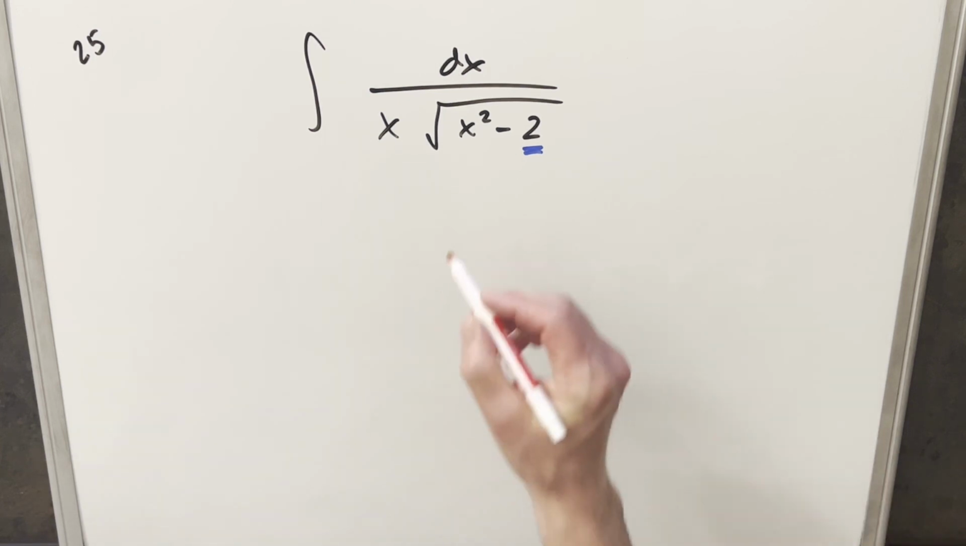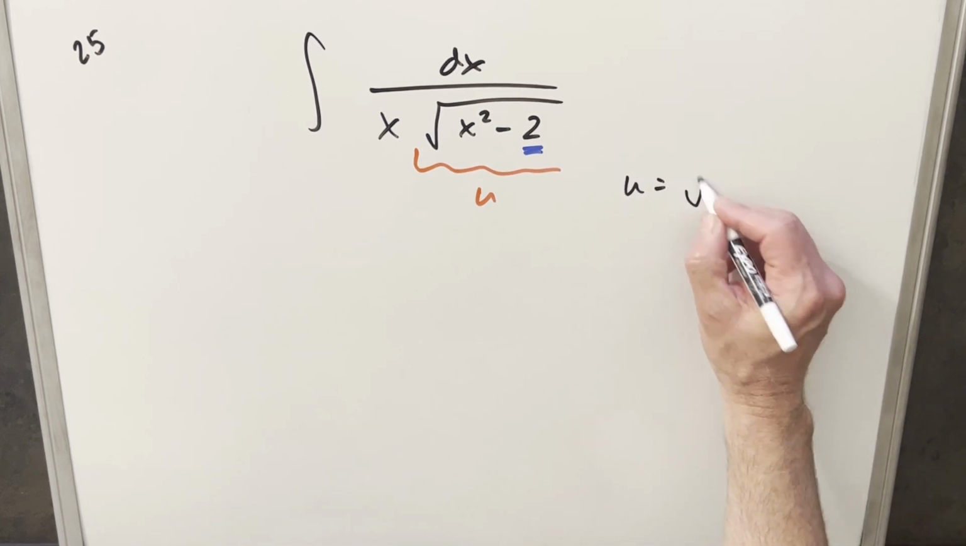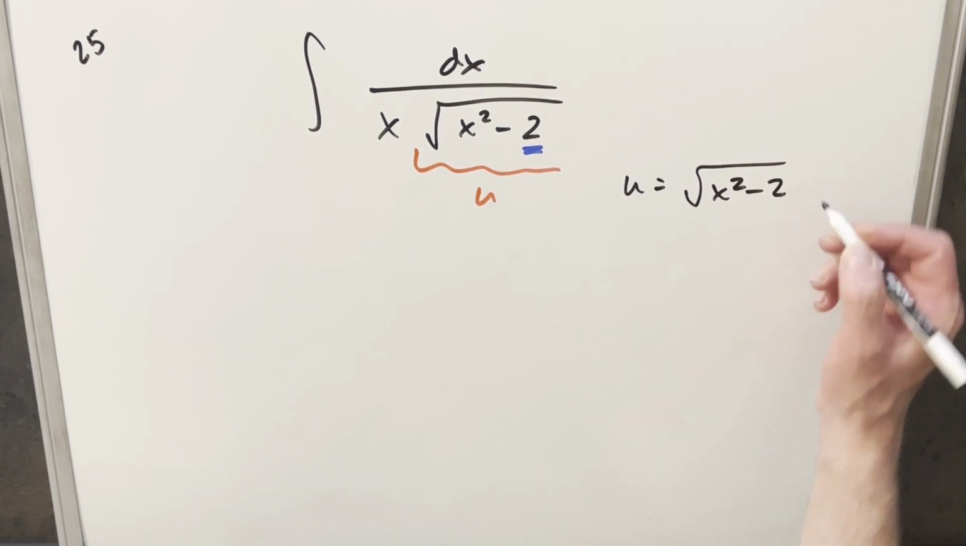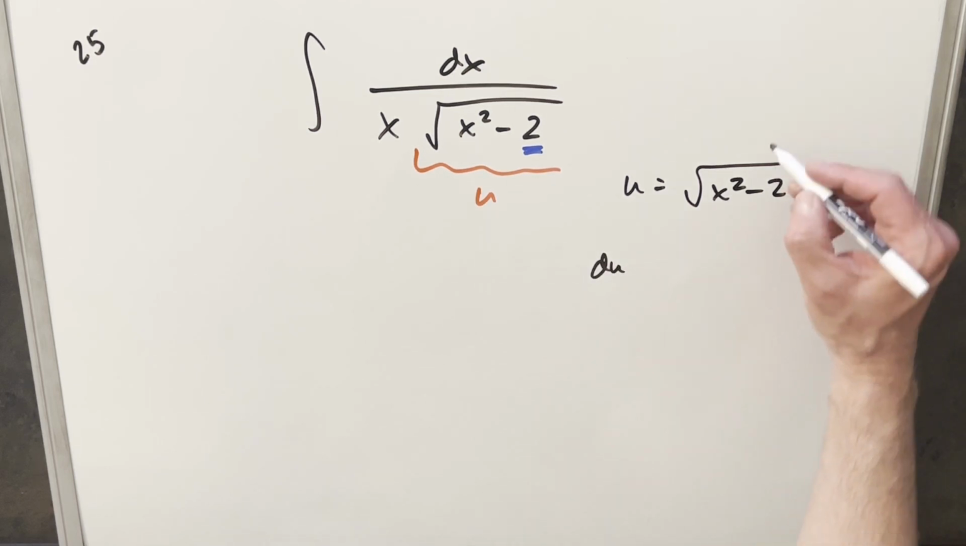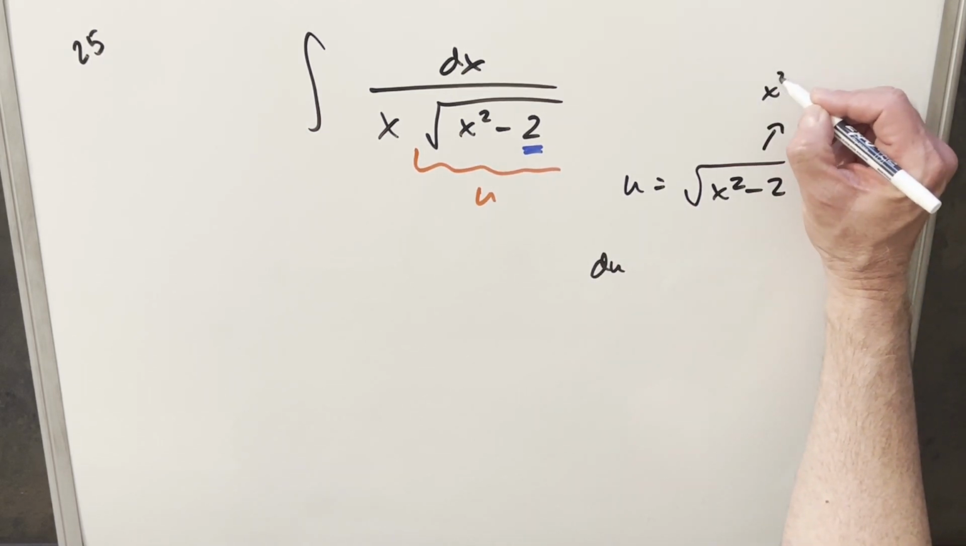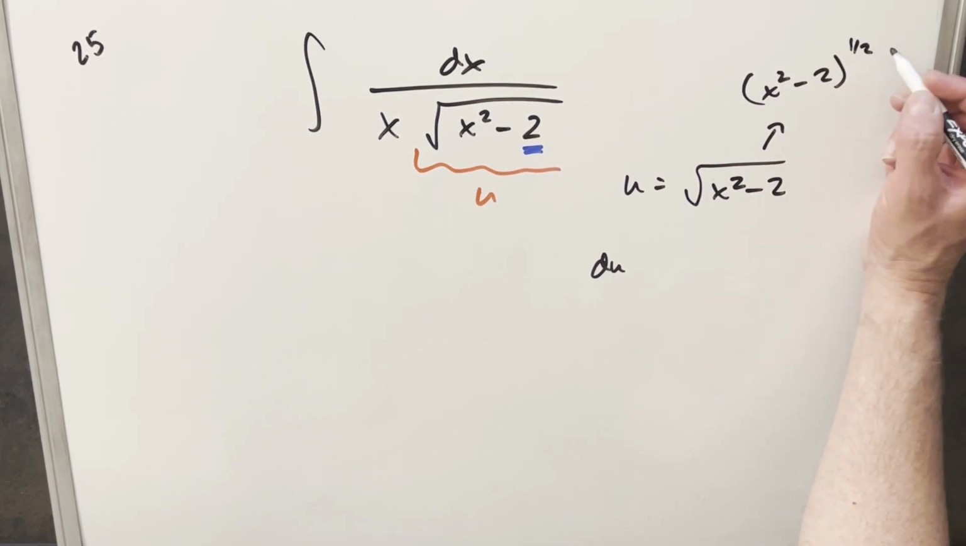So to start with, I'm going to make my u substitution for just this here, the square root of x squared minus 2. I'll come over here and substitute and write all this down, and then we'll take the derivative of this. So for du, I'm just going to use the power rule. To set that up, I can write this as x squared minus 2 to the 1/2 power.